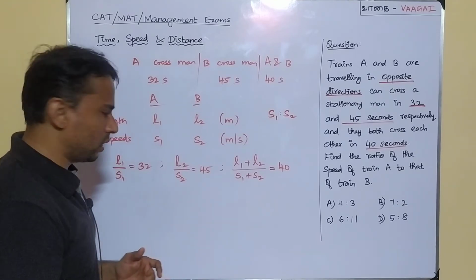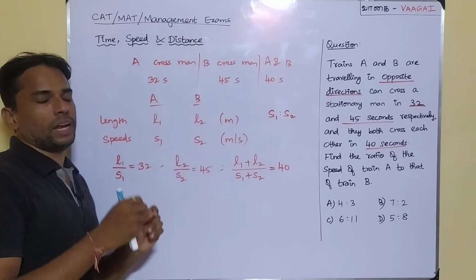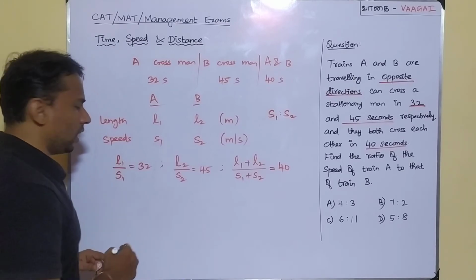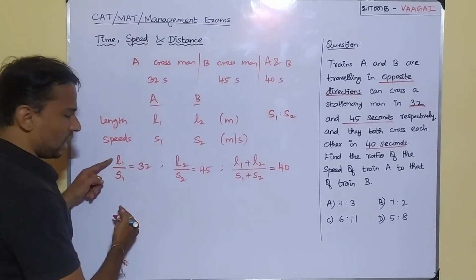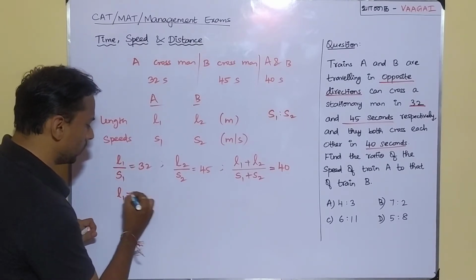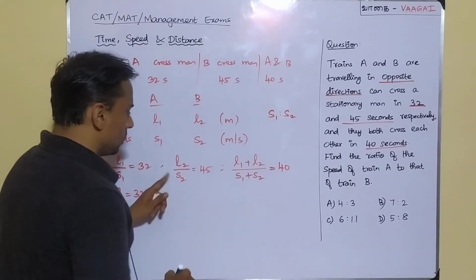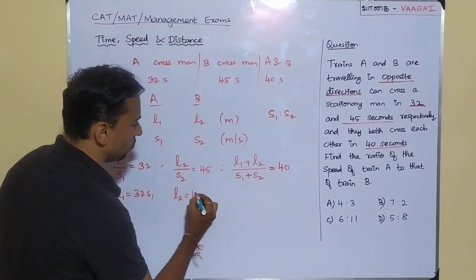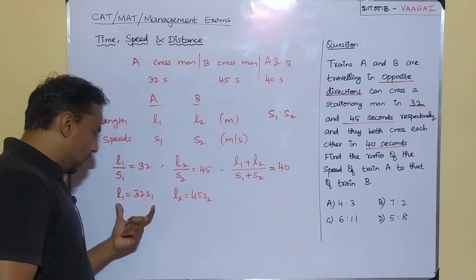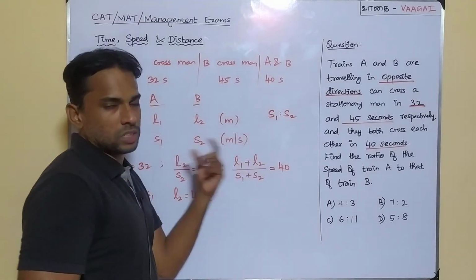What next we can do is write everything in terms of S1 and S2 itself. Once we do that, it's going to be very easy. Look here: we have L1 by S1 is equal to 32, right? So I'm going to write L1 as 32 S1. Same way, L2 will be equal to 45 S2. Why am I doing this? Because I can now take L1's value and L2's value and substitute them in the third relation.